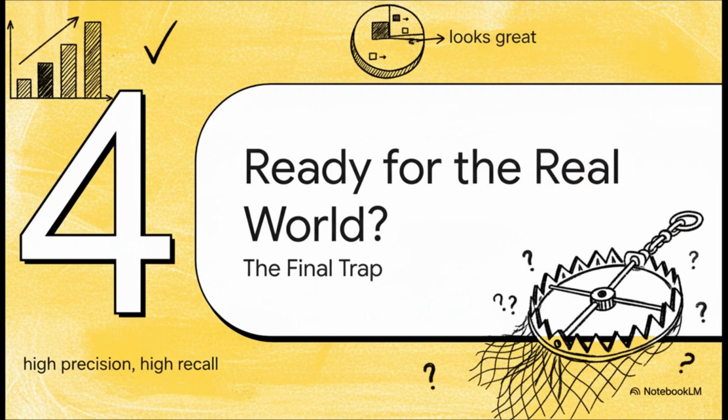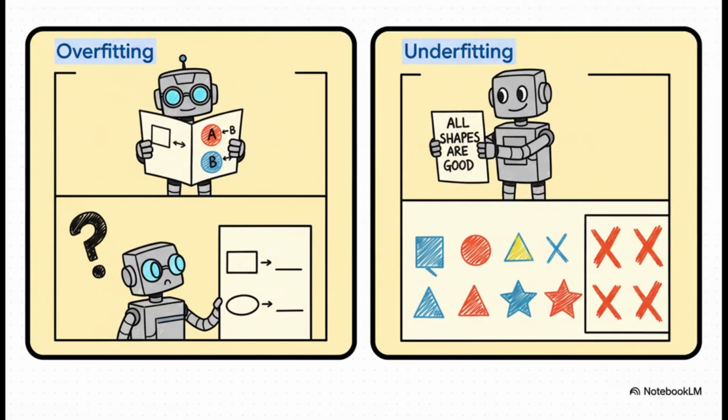There's one last, really common trap we need to avoid. And that trap is called overfitting. It's like a student who doesn't actually learn the material for a test. They just memorize the exact questions and answers from the study guide. Sure, they'll ace the practice exam, but on the real test, where the questions are a little different, they'll completely fail. An overfit model has just memorized the training data, noise and all. It hasn't learned the general rules, so it's useless on new emails it's never seen before.